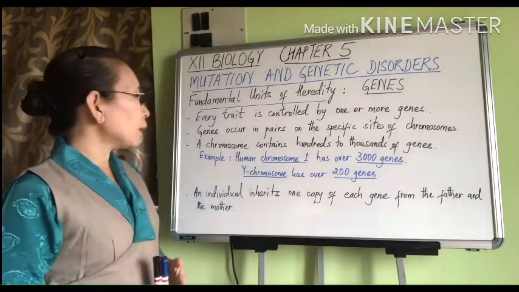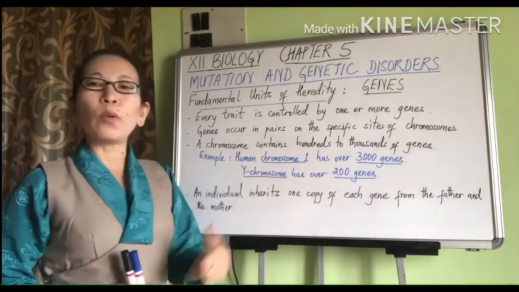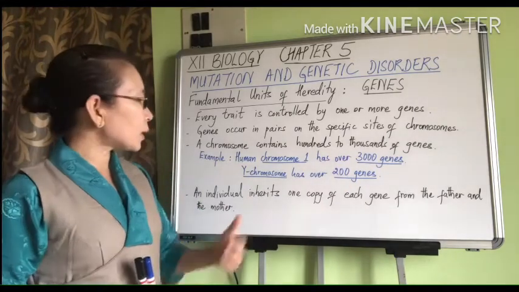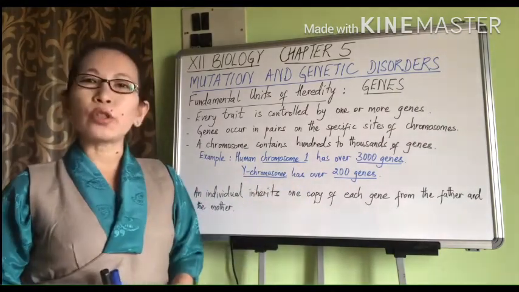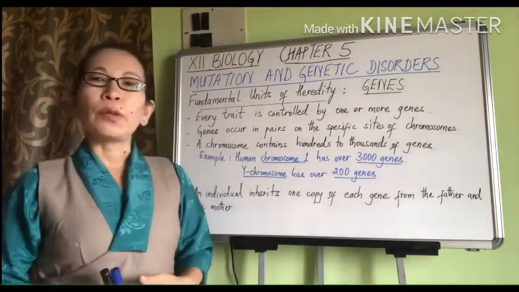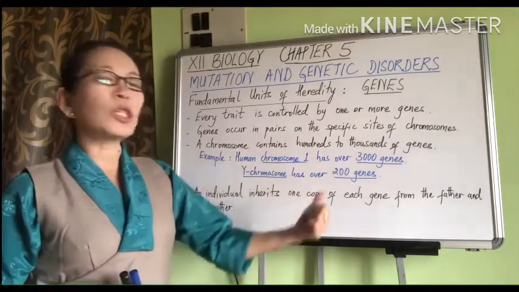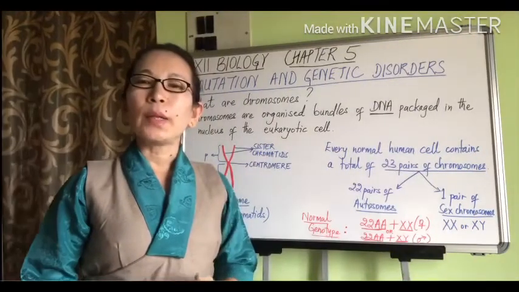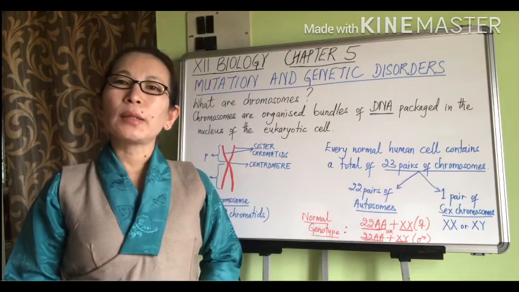For example, the largest of the human chromosomes, which is chromosome number 1, has over 3,000 genes, whereas the male chromosome Y has over 200 genes. Genes thus become the fundamental units of heredity, and an individual inherits one copy of each gene from the father and from the mother. Well, what exactly are these chromosomes on which genes are located?